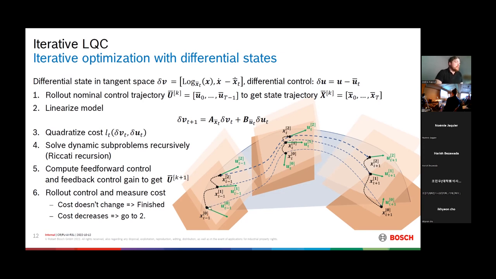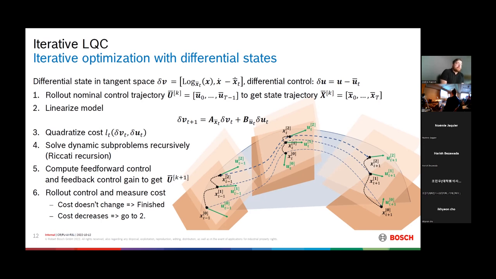And you can see an example here. I roll out my trajectory first. After that, I recompute my optimal controls, and I move to the next state. And this is my next trajectory. And slowly but surely, I converge to my solution.